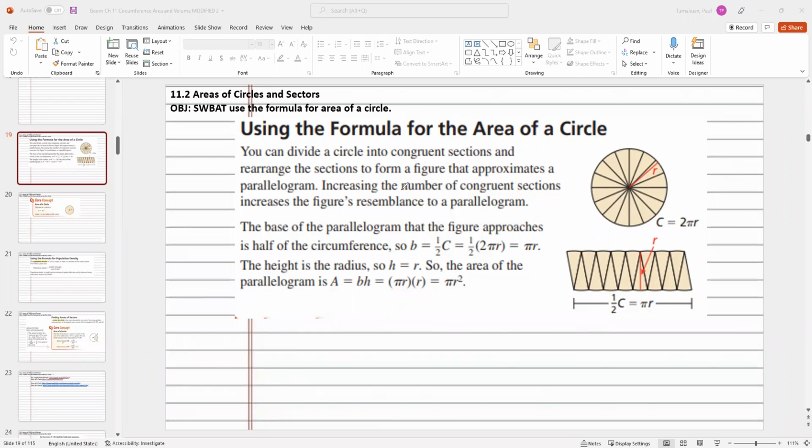All right. Hey, everybody. So this is 11.2, areas of circles and sectors. The substitute will go over the lesson.